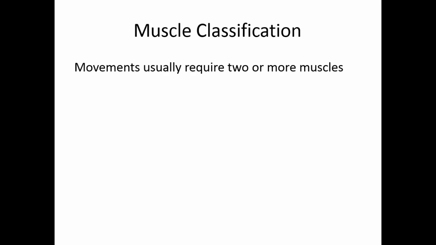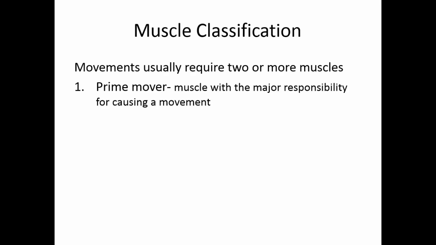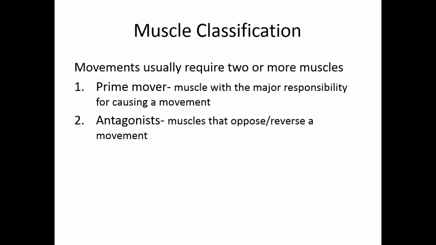Movements usually require two or more muscles. Prime movers are the muscles that have the major responsibility for causing the movement. Antagonists are muscles that oppose or reverse a movement. Now, obviously, we need antagonists if we're going to move extension back into flexion, but we also need antagonists to help us control the primary mover.